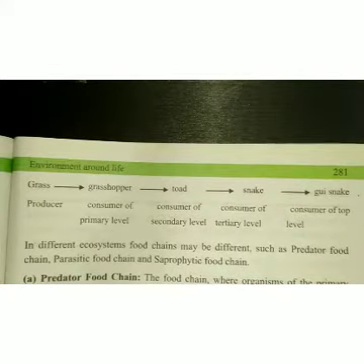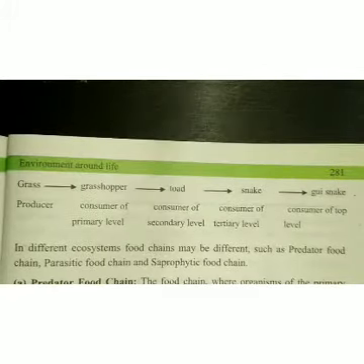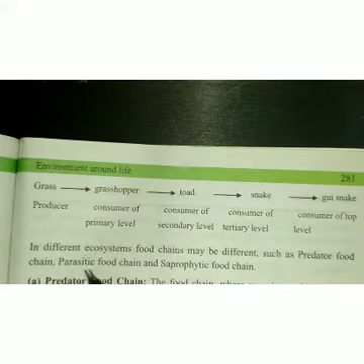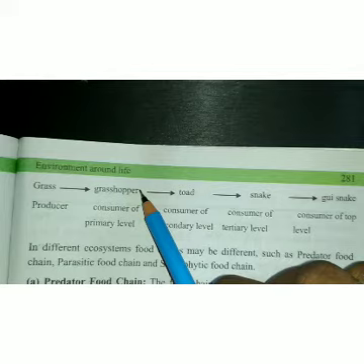This is a food chain. The food chain starts from the producer, that is grass. Grasshopper consumes grass as food. Toad consumes grasshopper as food. This is the secondary level. Snake consumes toad, and this is the tertiary level. And the large snake is the consumer of the top level. This is a flow chart of a food chain.